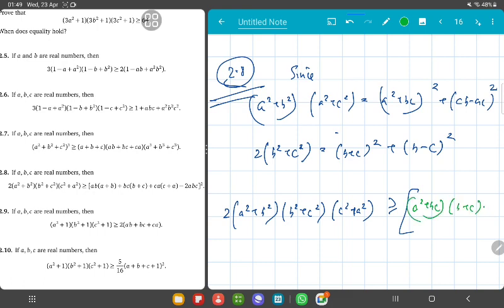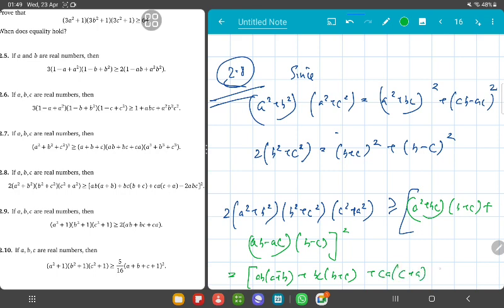bc(b plus c) plus minus ac(b minus c) square. And when you solve it, what you're gonna get? ab(a plus b), bc(b plus c), ca(c plus a) minus 2abc square. This equality holds when two of a, b, c are equal. So this is how 2.8 will be done.